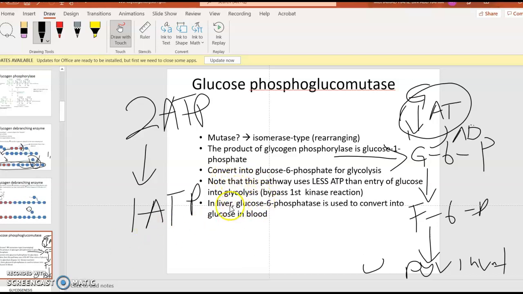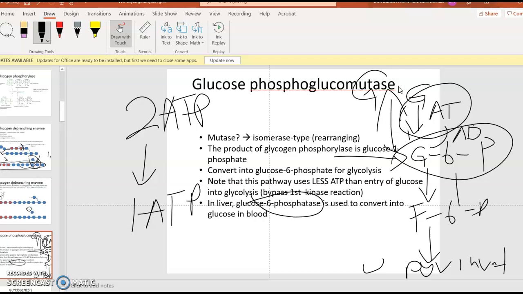And you see here, in the liver, glucose 6-phosphatase is used to convert it into glucose in the blood. The one that we saw before is in the muscle, but if the glycogen that we are breaking down is in the liver, like I told you before, the liver uses the glycogen to provide glucose in the blood. It will produce glucose 6-phosphate, but instead of being broken down into energy, it will go back up and produce glucose, and the glucose will enter the blood. The process of converting to glucose needs glucose 6-phosphatase to cut this phosphate, and it becomes glucose.